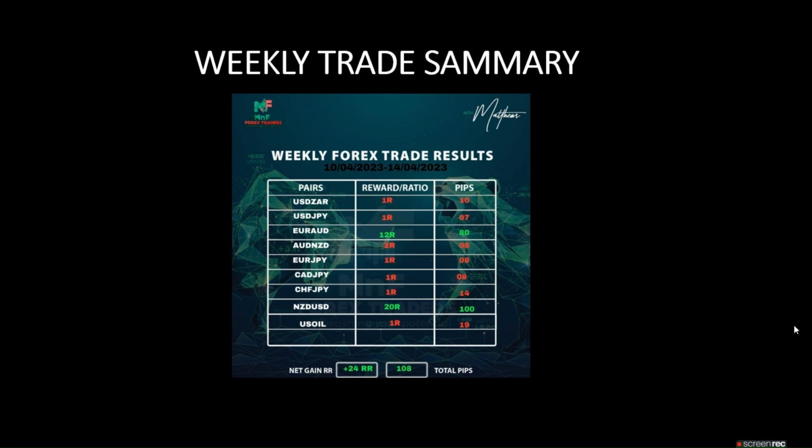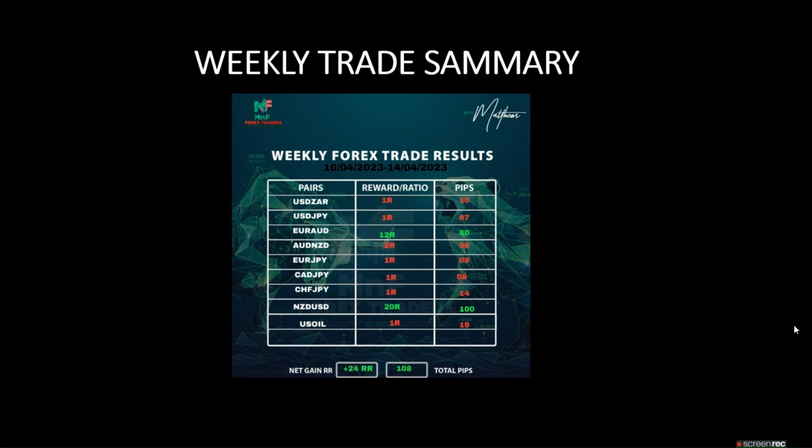You're going to realize that the first trade was a loss. Euro ZAR, USD ZAR was a loss. The next trade was USD JPY, which was also a loss. And then the third trade gave us 12R. Do you see how significant that is?